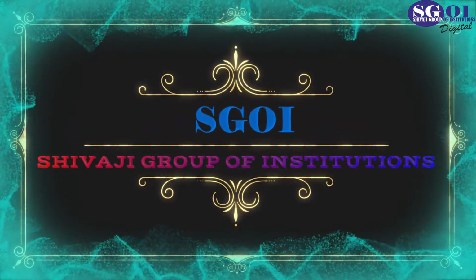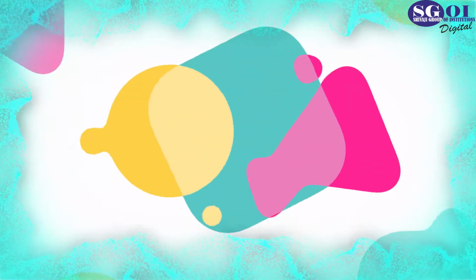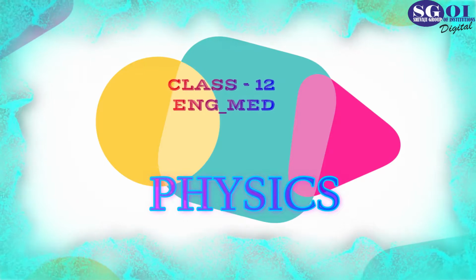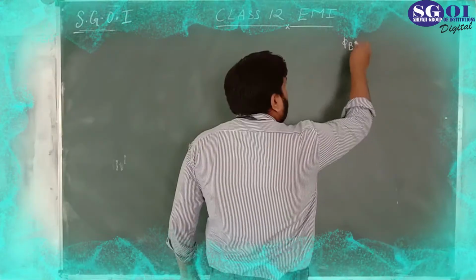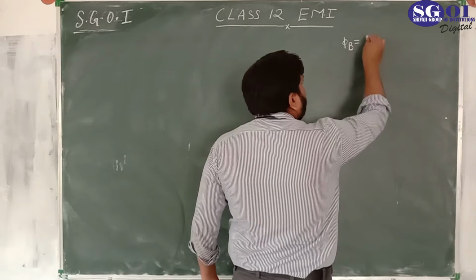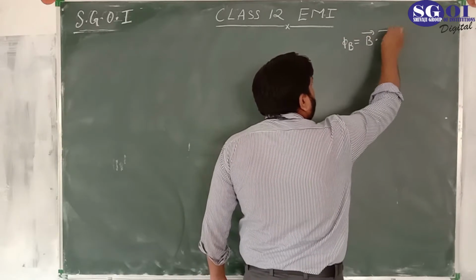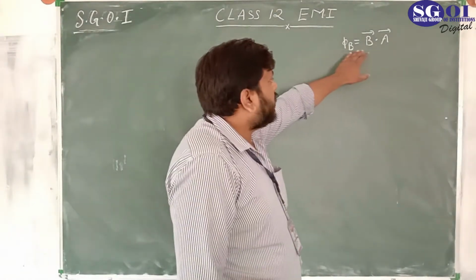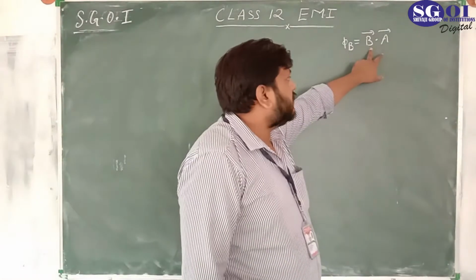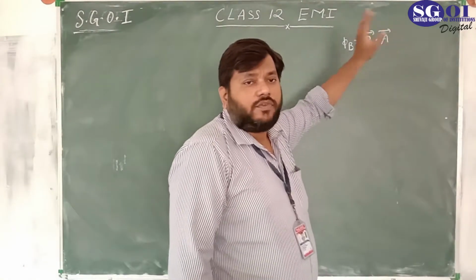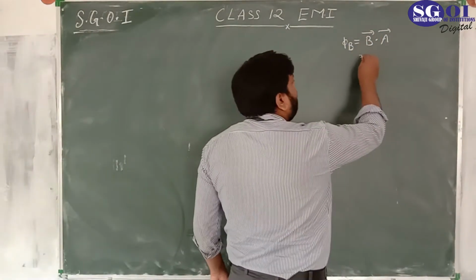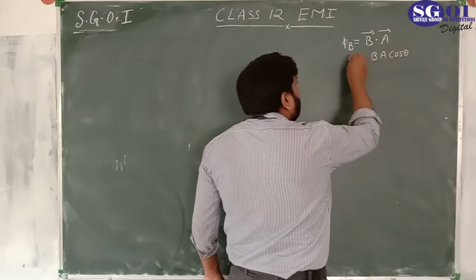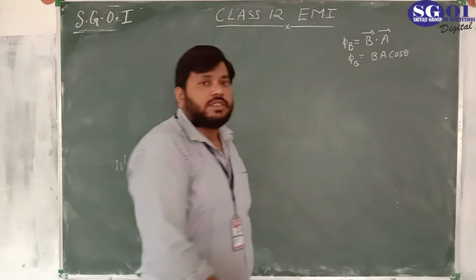Good morning, students. In the previous video lecture, we have seen what magnetic flux is. We have introduced the magnetic flux, that is phi B, and phi B was in vector form. It is B dot A, because phi B is a scalar quantity, and we have defined it as the dot product of magnetic flux density and area vector of a plane surface, and we can say B dot A is BA cos theta. So phi B is BA cos theta.